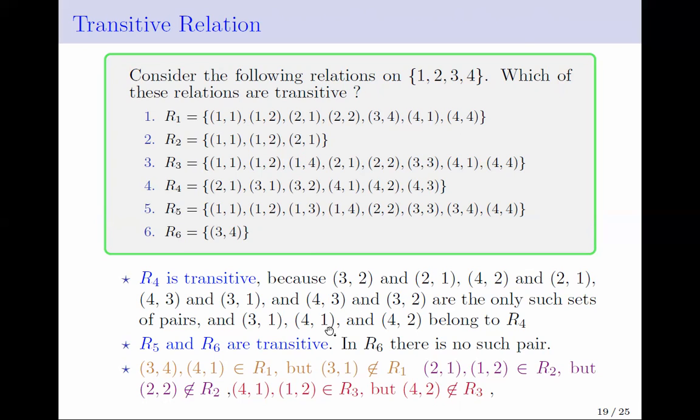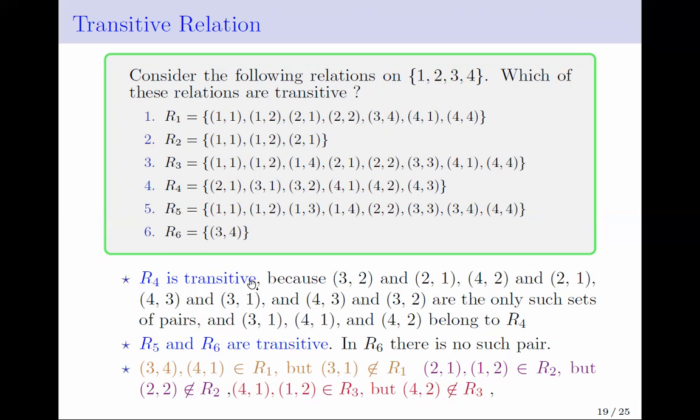We have explained here. 3, 4 and 4, 1 are in R1, but 3, 1 is not in R1. 2, 1 and 1, 2 belong to R2, but 2, 2 is not in R2. 4, 1 and 1, 2 are in R3, but 4, 2 is not in R3. Therefore, R1, R2, R3 are not transitive. The remaining R4, R5, R6 are transitive.